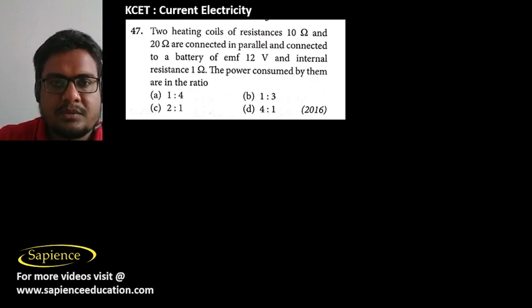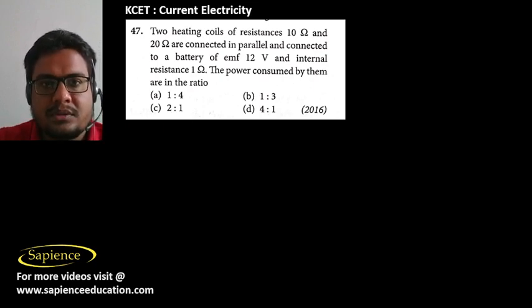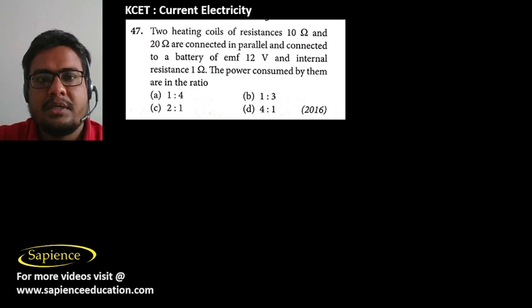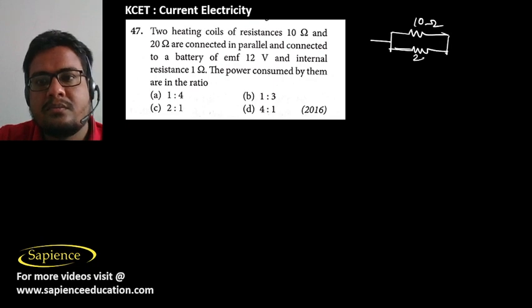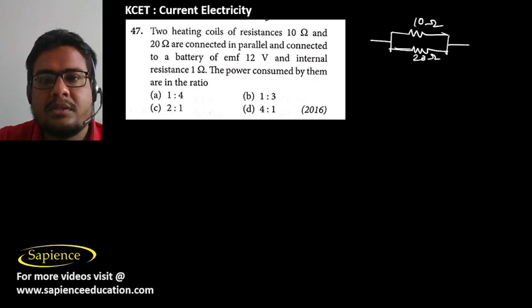Question number 47 is told two heating coils of resistances 10 ohm and 20 ohm are connected in parallel and connected to a battery of EMF 12 volt and having internal resistance 1 ohm. The power consumed by them are in the ratio.